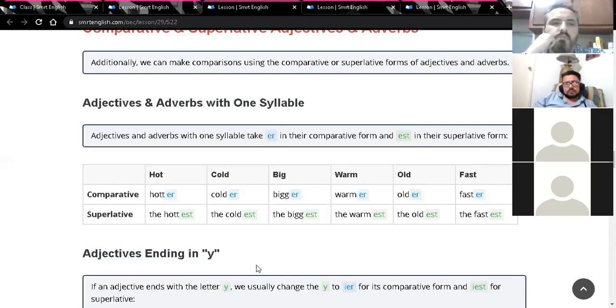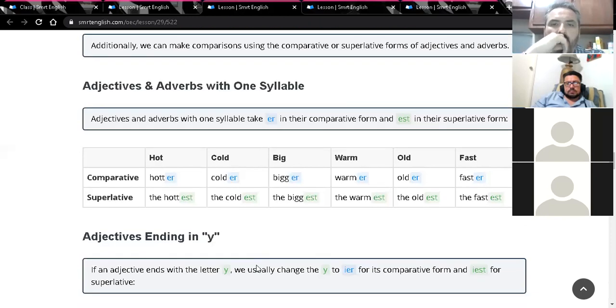There are exceptions because, as with verbs we have irregular verbs, we also have irregular adjectives. For example, good is the adjective to say something is good. Better is the comparative form, and best is the superlative form. And as you can see, good, better, and best are not the same as if I say hot, hotter, and hottest, where I only add ER, EST. So now we're going to see how adjectives change.